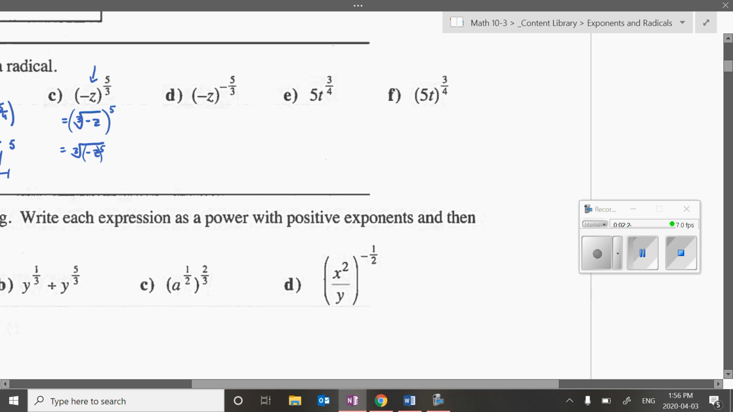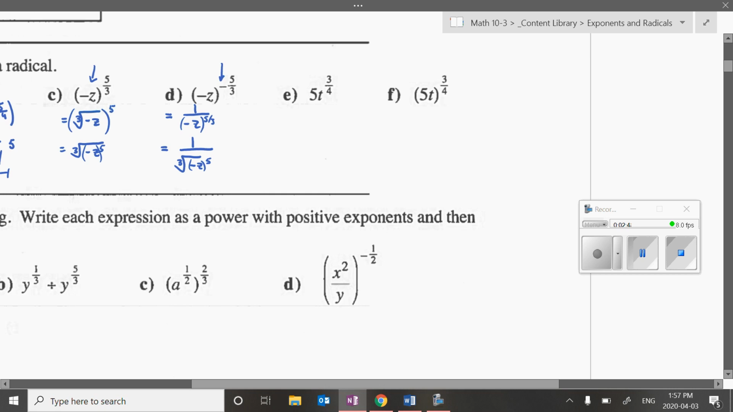D, this one's a little bit trickier. So I have a negative here. So let's first deal with that. So really this is saying 1 over negative z to the power of 5/3, which then gives us 1 over the cubic root of negative z to the power of 5.